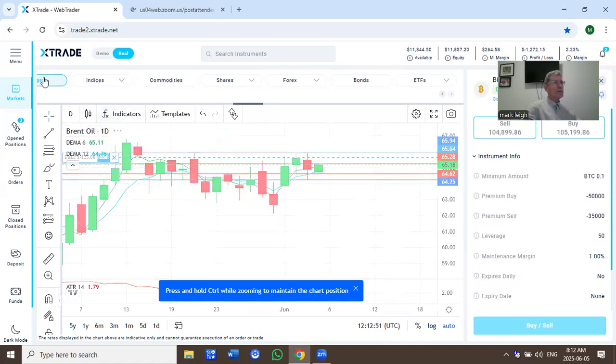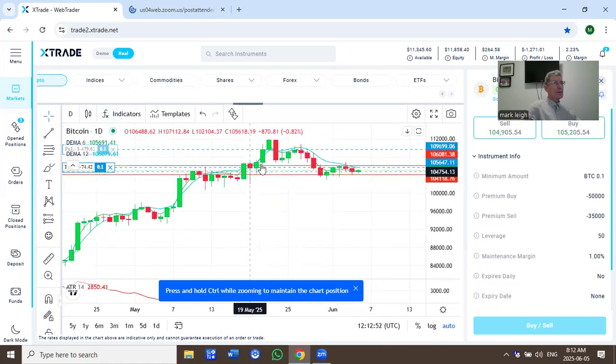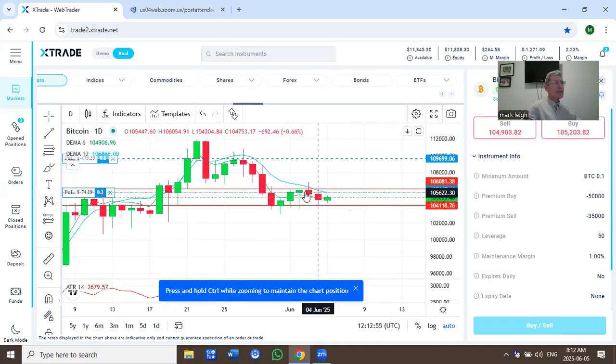Bitcoin still sitting in that sideways range. We've got support at 104,000. We have resistance at 106,000. That tight range we've seen, that $2,000 range. Today, even narrower. You can see how narrow the range is.